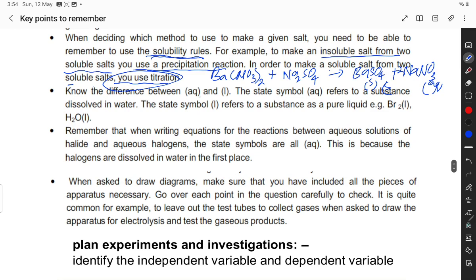Know the difference between aqueous and liquid. The state symbol aqueous refers to a substance dissolved in water. The state symbol L refers to a substance as a pure liquid. For example, bromine is a liquid, water is a liquid.